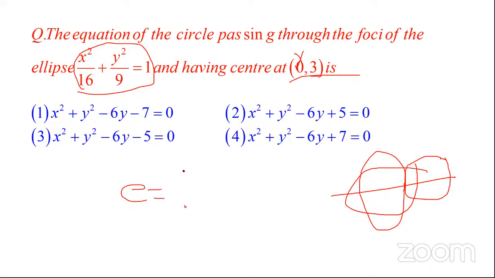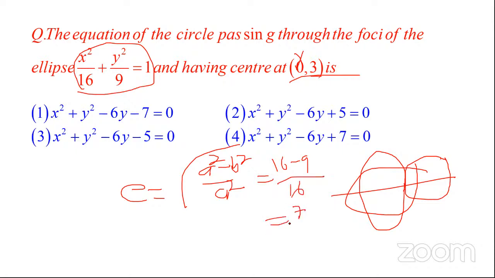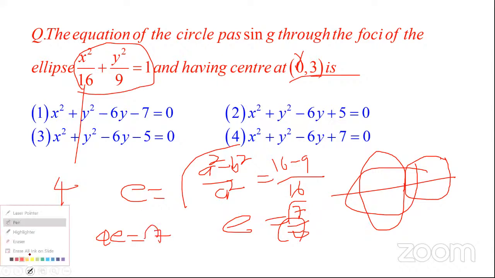The e value is nothing but the square root of (a square minus b square) by a square. So just take 16 minus 9 by 16, which equals root 7 by 4. This is the e value. So what is the a value from this one? The a value is 4. Then ae is nothing but root 7. Only root 7. So that's why we got that one.